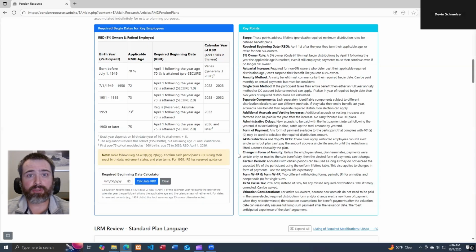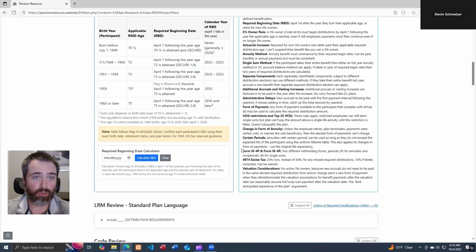436 restrictions: don't hold up your distributions for 436 of the highest 25. You just have to limit how much gets paid to a single life annuity. I didn't dive into those details, but if there are questions, feel free to send me a comment or question via email.